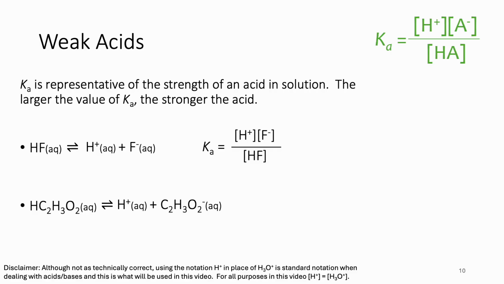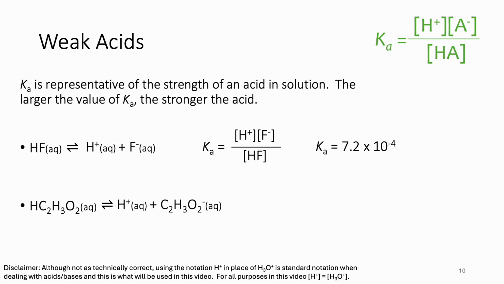And so when we think about this value of Ka, the larger the value of Ka, the higher those concentrations of H plus and F minus are going to be relative to the concentration of our acid in its molecular form. And if you were to look up the value for Ka for hydrofluoric acid at standard temperature, you're going to see that the value of Ka is 7.2 times 10 to the negative fourth.